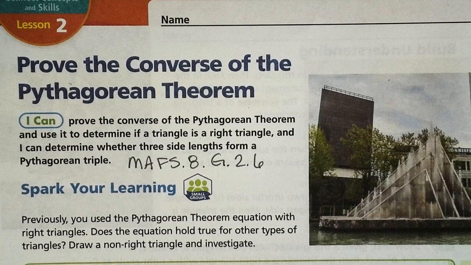Today we are working on lesson 2 in module 11, prove the converse of the Pythagorean theorem. So our I can statement is I can prove the converse of the Pythagorean theorem and use it to determine if a triangle is a right triangle. And I can determine whether the three side lengths form a Pythagorean triple. This covers our standard G.2.6.